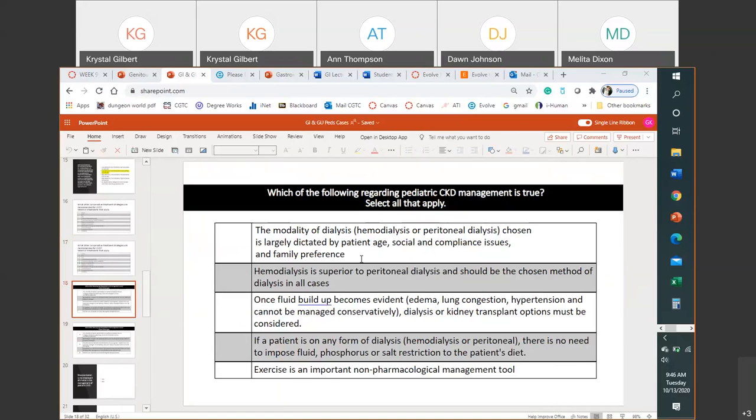So they're going to need dialysis and have to choose which kind. Yes. Okay. What about hemodialysis is superior to peritoneal? No. She's telling you no. Yes, correct. Good job. Once fluid buildup becomes evident, dialysis or transplant must be considered. That's true. Their kidneys are not working. So fluid buildup. So something needs to be replaced.